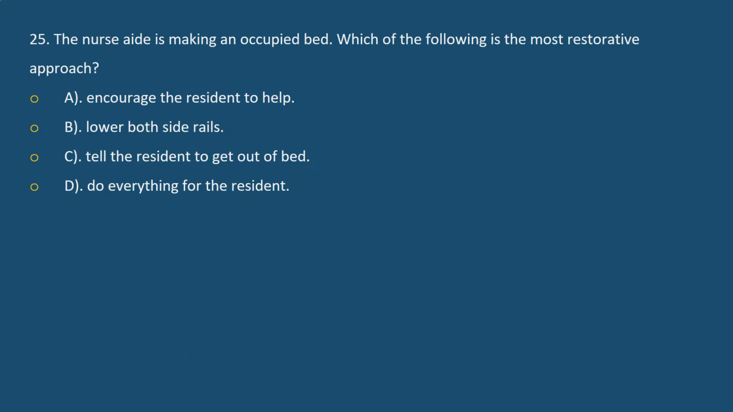Question 25. The nurse aide is making an occupied bed. Which of the following is the most restorative approach? A. Encourage the resident to help. B. Lower both side rails. C. Tell the resident to get out of bed. D. Do everything for the resident.